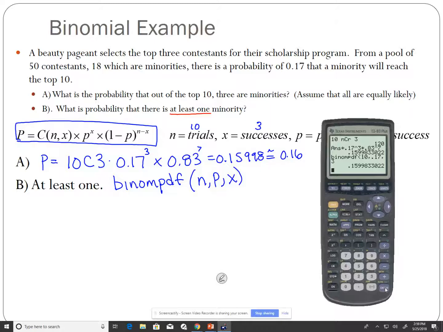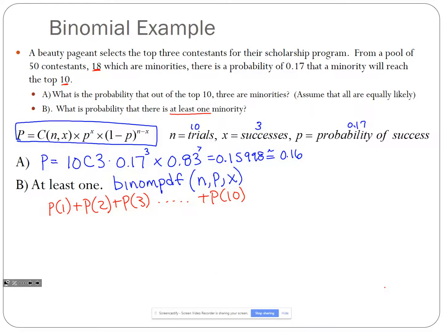So if we're looking at a probability of at least one minority, there's 18 of them, we've got to fill 10 slots. So probability of at least one would be the probability of 1 plus the probability of 2 plus the probability of 3, all the way to the probability that all 10 slots are filled with minorities. Now, if you wanted to do binomial distribution, either by hand or using your calculator, for every single one of these scenarios and add them together, you will get your answer. I'm not going to spend that much time on this problem.